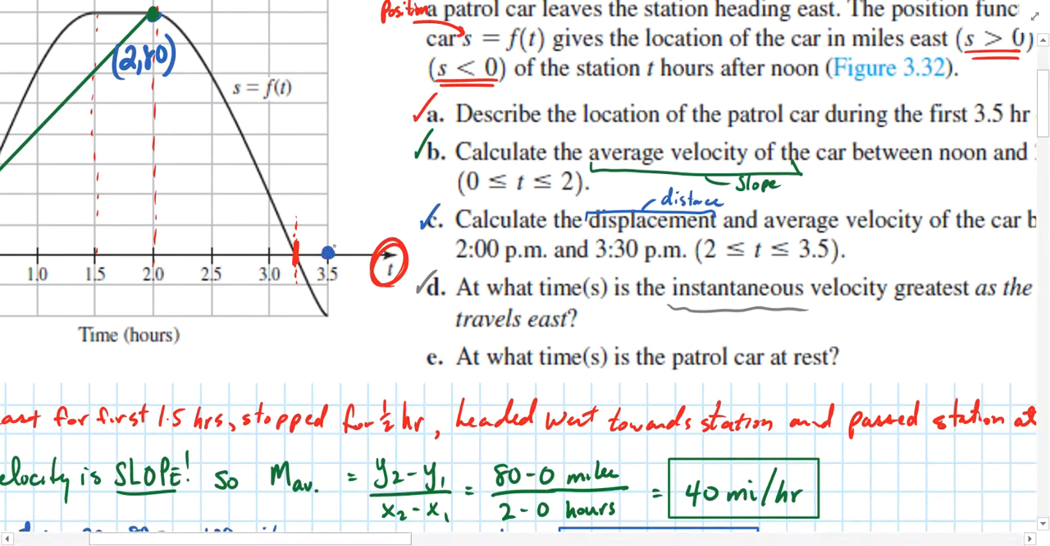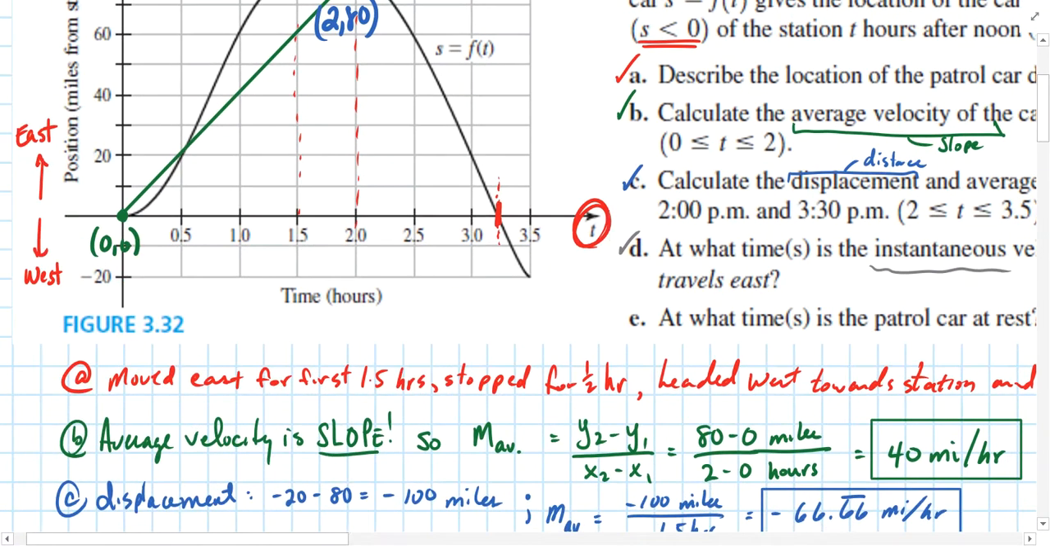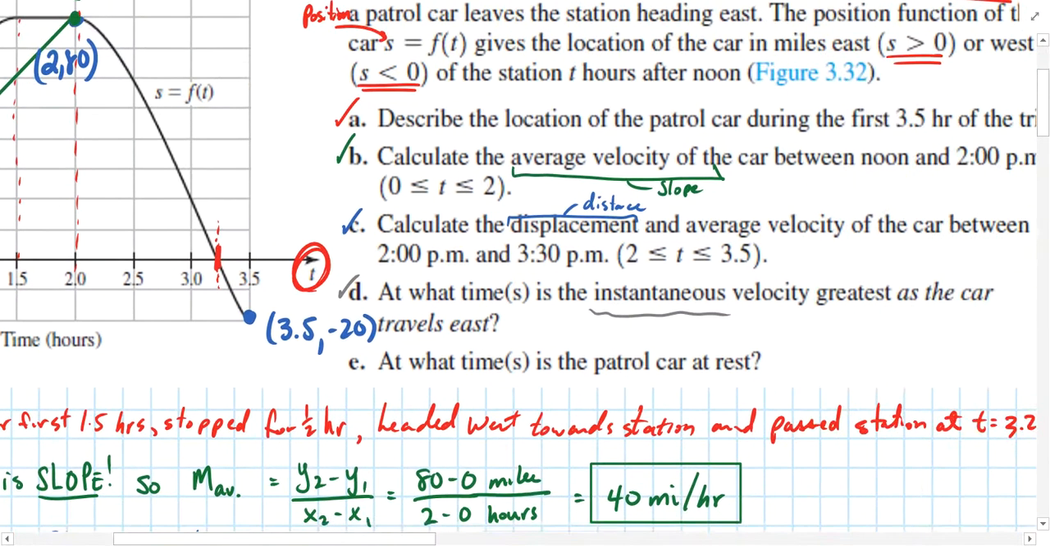going to 3.5. Now the x value is 3.5, but the y value, I should say the t value and the s value, the y value is down here at -20. So we've got the coordinate 3.5, -20. Now again, for average velocity, we just did that a minute ago, so we know that that's going to represent our slope.